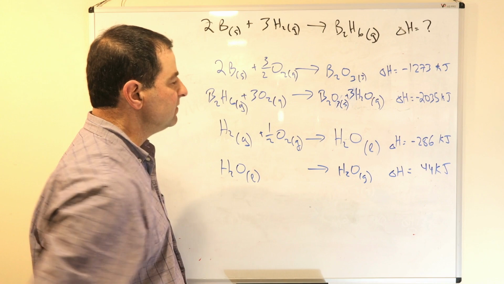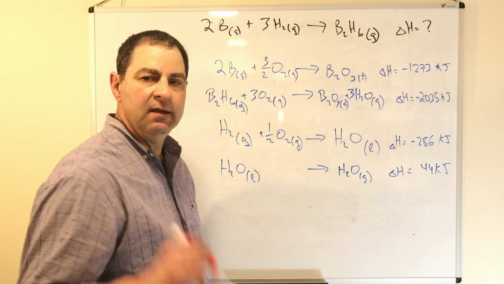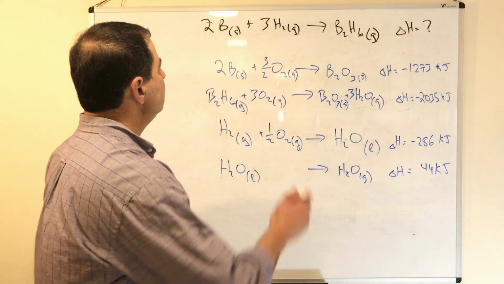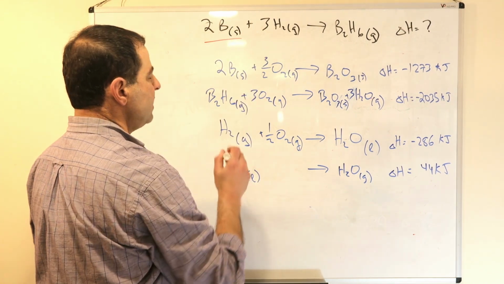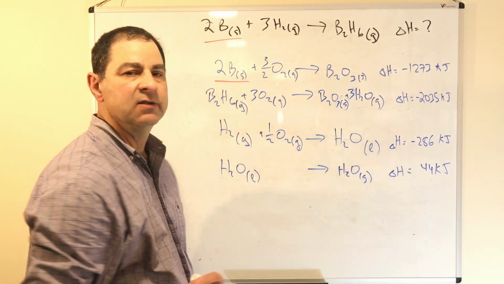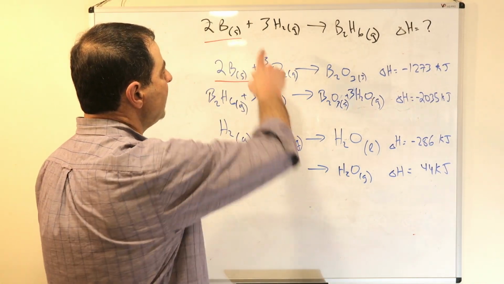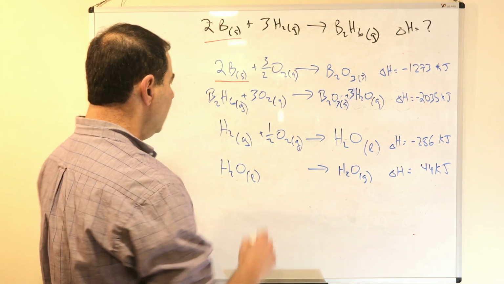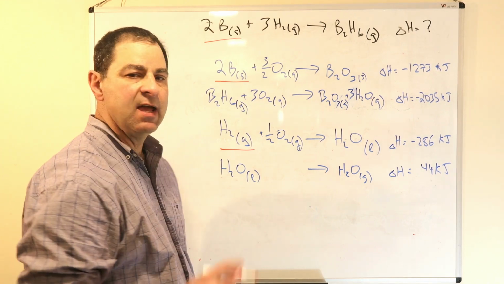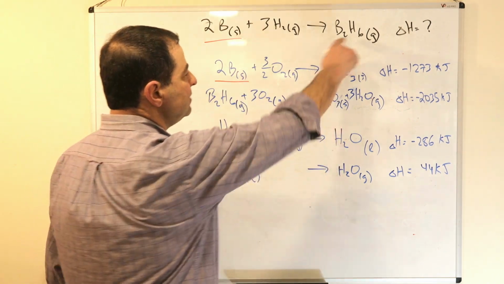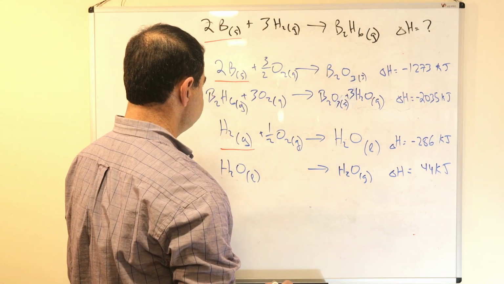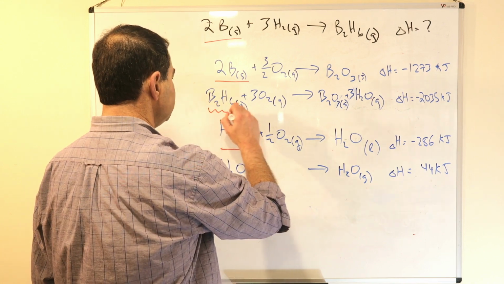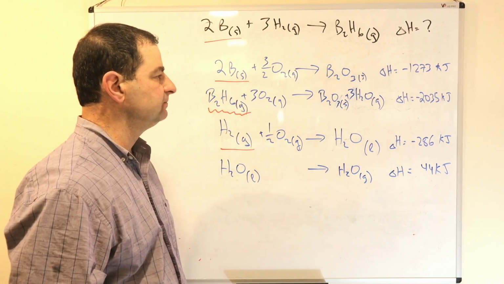And I see the delta H's. This one takes a little more work. In this one I need 2 boron as a reactant. Here I have 2 boron as a reactant. Looking ahead, I need 3 hydrogen gas as a reactant. Oh, here's hydrogen gas as a reactant. And I need B2H6 as a product. Okay, here is my B2H6 as a product.